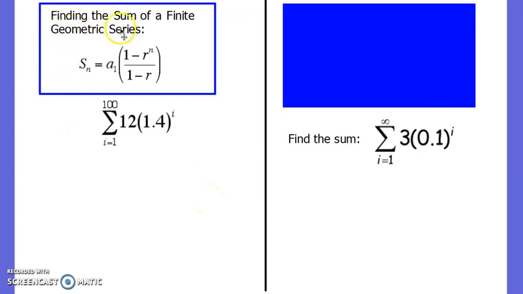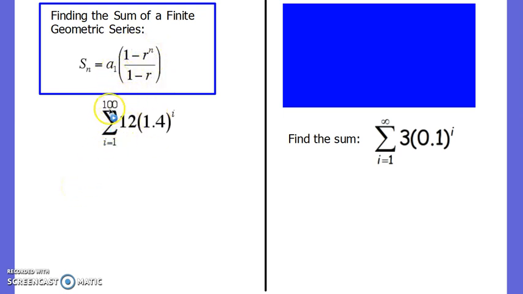A geometric series can be found by taking the first term of the series, or the summation, times 1 minus the common ratio. Remember, a geometric sequence has a common ratio. That's just the number that's being raised to the power. So right below here, 1.4 is to the power of i. 1.4 is our r value. And then r to the n on top, and just 1 minus r on the bottom. Notice that entire fraction is multiplied by the first term.